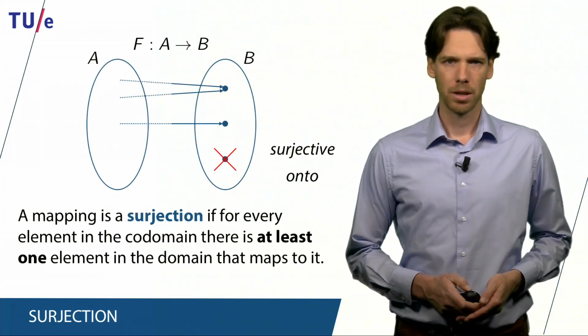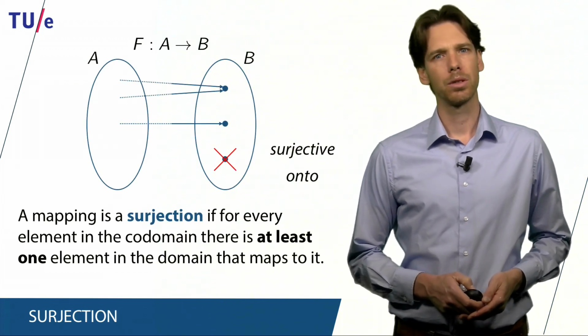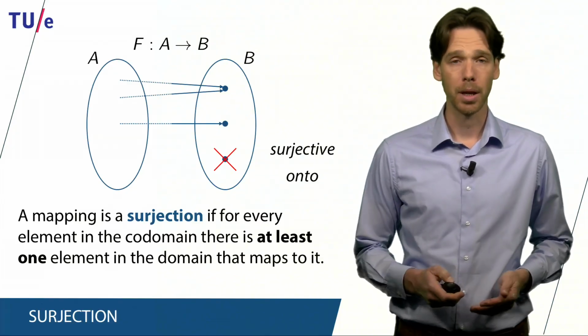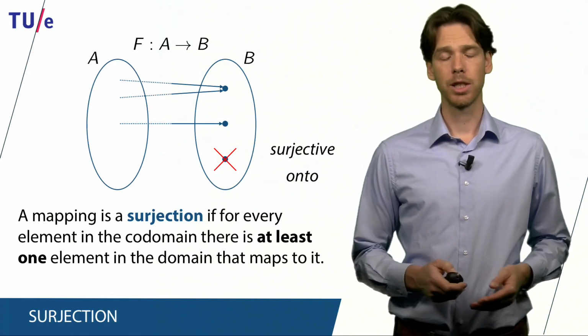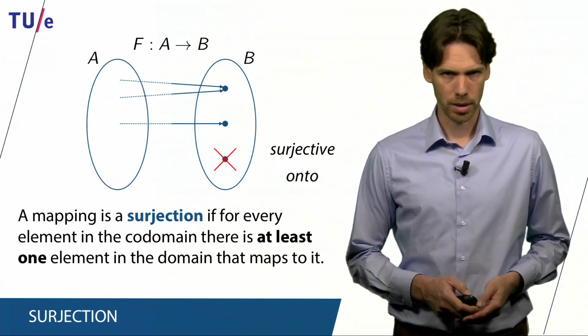We end this lecture showing again the pictorial representation of surjective mappings. A mapping is surjective if for every element in its codomain there is at least one element in its domain that maps to it. This concludes our discussion of surjective mappings. In the next lecture we shall discuss injective mappings.